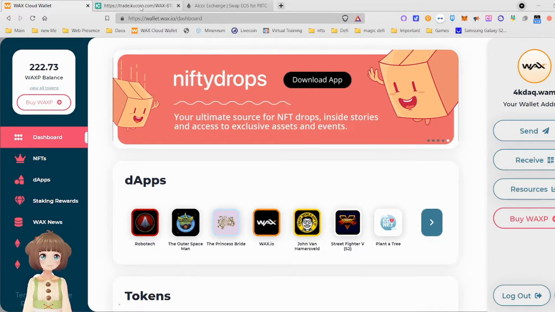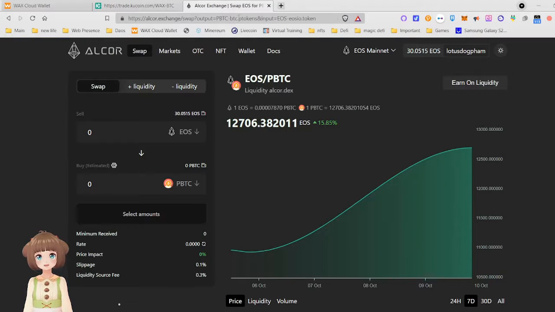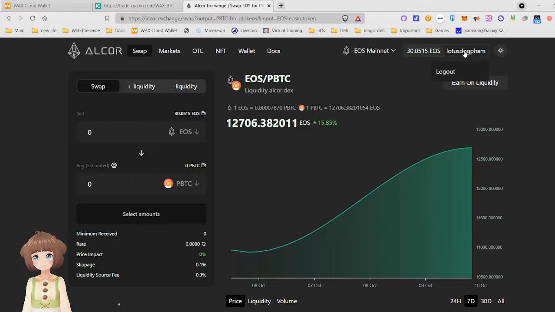So the two ways that I get Wax tokens is one, if I have EOS tokens, I can connect to the Alcor DEX. Also, NewDex.io is another decentralized exchange on the EOS mainnet. You can see Alcor here. You can connect to several different blockchains that are EOS related. And it shows my account name, which is also my public key on the EOS blockchain, Lotus Dog Fam.